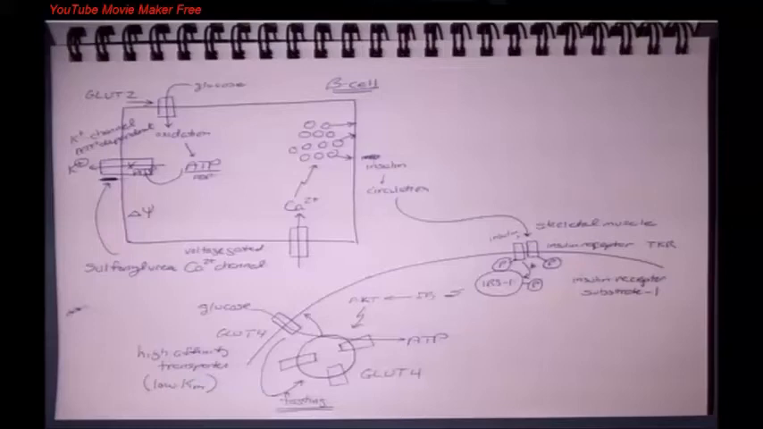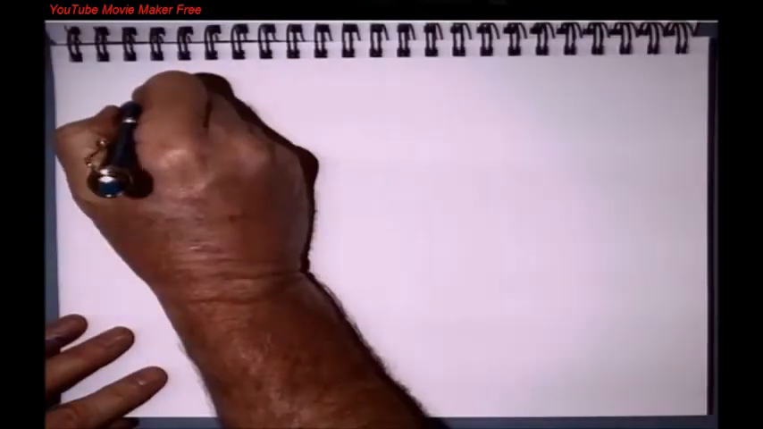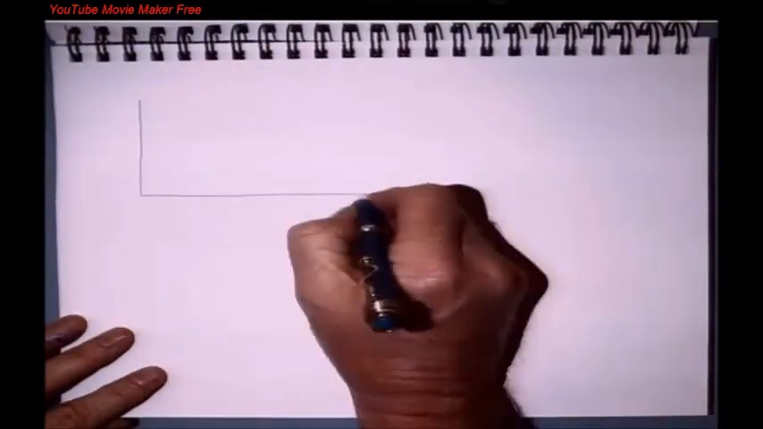One more piece of kinetic information, because I've told you about GLUT2. We learned about GLUT2 in enterocytes. We learned about GLUT2 on beta cells. And now we've learned about GLUT4. What are all these glucose molecules for? Well, let's talk kinetics. After all, this is biochemistry, right?